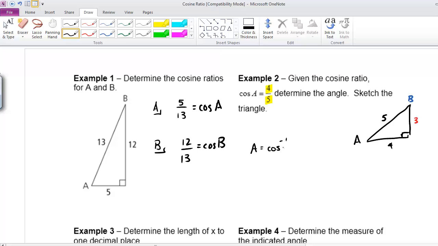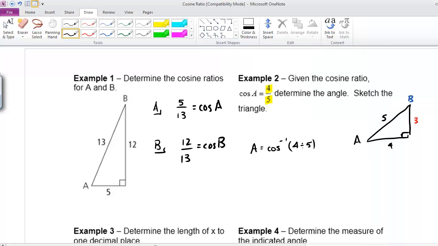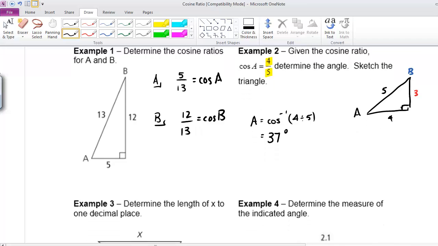And in this case, the appropriate button is the cos to the -1 of 4 divided by 5. And when we press that, we'll end up with, well, we'll round it to 37 degrees. And again, as I said, that will be smaller than angle B. Angle B is going to be 53 degrees. So again, that's the button to push when you need to solve this particular equation.